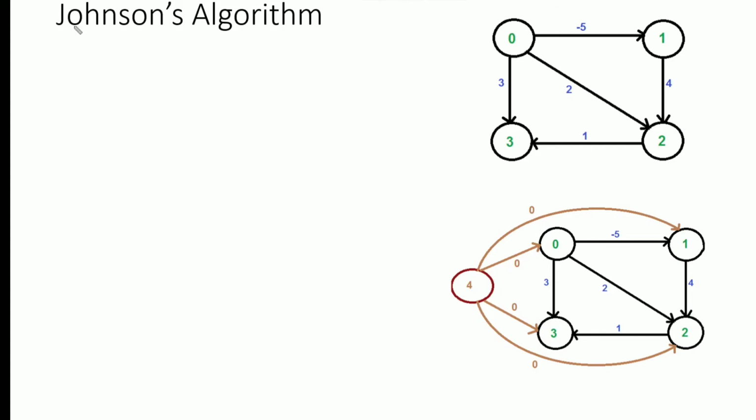In this video, I'll be explaining Johnson's algorithm. This algorithm is used to find all pair shortest path. In my previous video, I've already explained the Floyd-Warshall algorithm. That algorithm was also an all pair shortest path algorithm, but the time complexity it takes was big O of V cube, which is a polynomial time complexity.